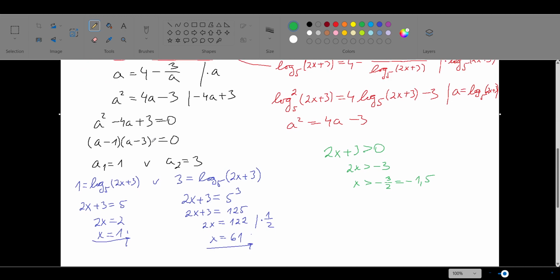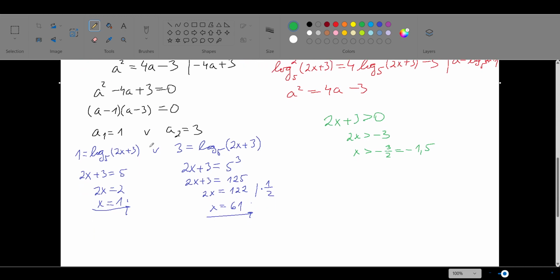And as you can see, both our roots, x being equal to 1 and x being equal to 61, meet the condition, so these are definitely my solution. So if you want to be really precise, you can write that x is from the two element set, and the first element is number 1 and the second element is number 61.